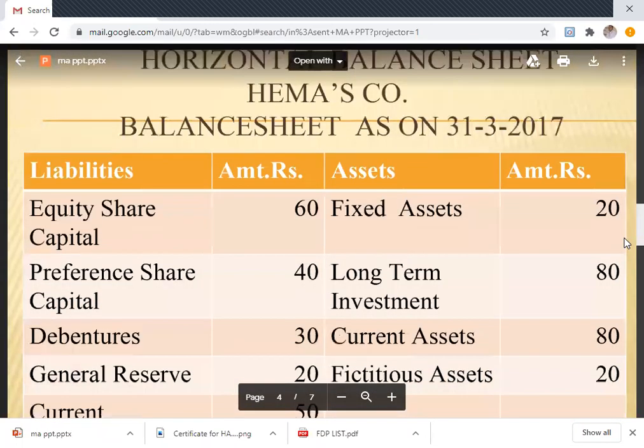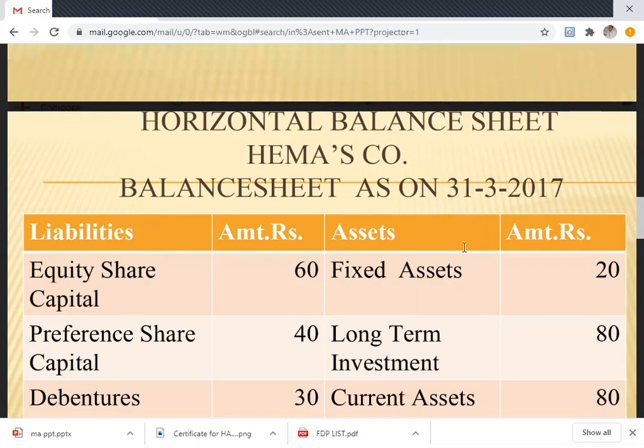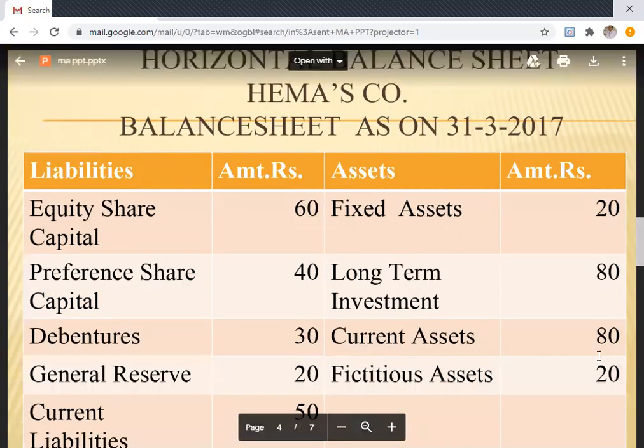Students, all of you have studied horizontal balance sheet till your FY BCom level. So here I have taken a small example for understanding horizontal balance sheet. In this, Hema's company is given to you and the balance sheet as on 31/3/2017. Four columns are given: liabilities, amount rupees, assets, amount rupees.